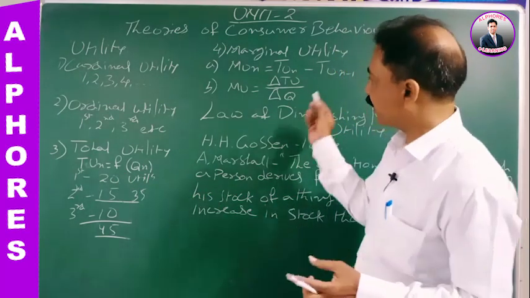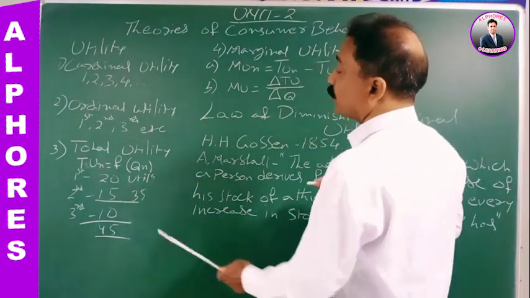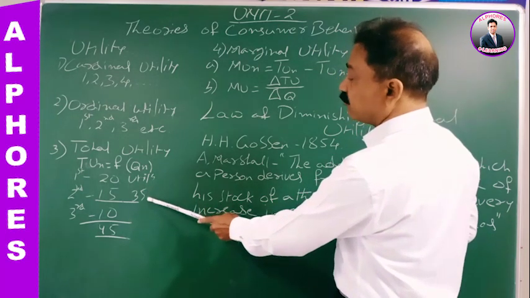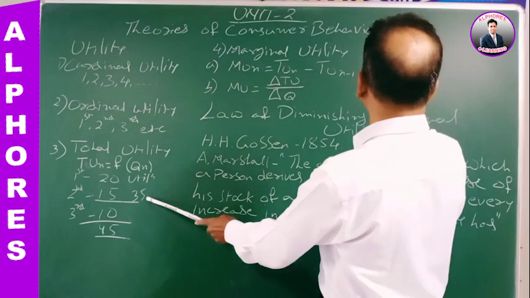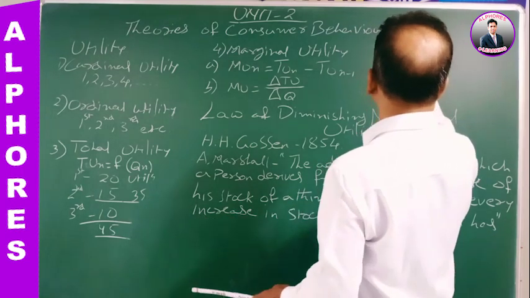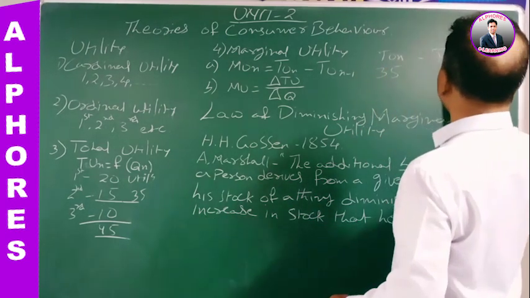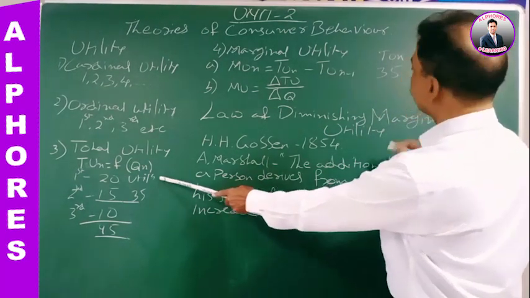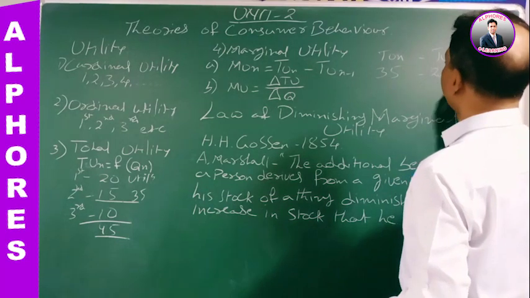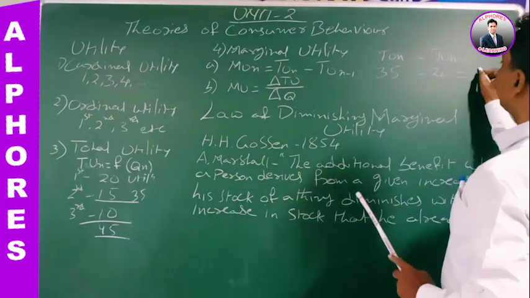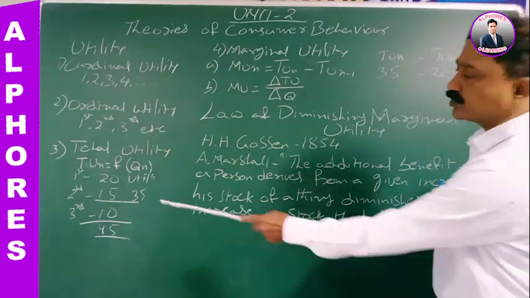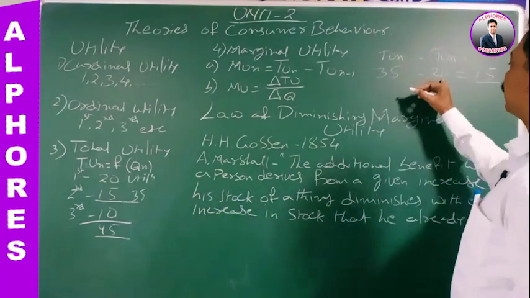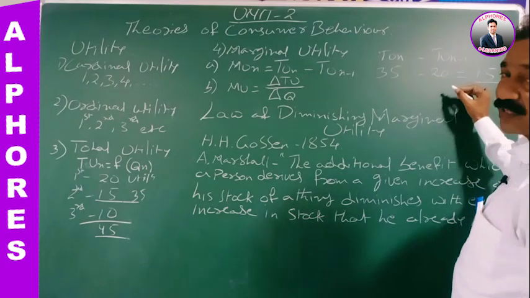For example, with these two commodities, what is the present one? 35. This is TUn minus TUn-1. What is the previous one? 20. What is the marginal utility? 15. Can you see that? 35 minus 20, you get 15. This is from the second commodity.